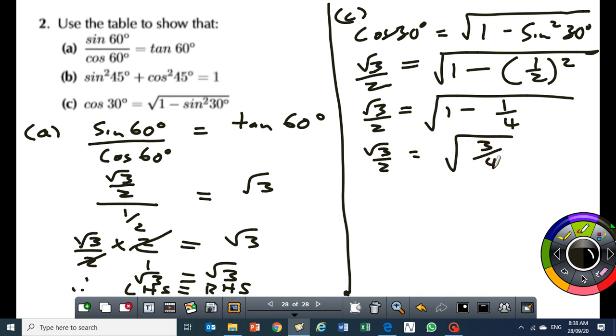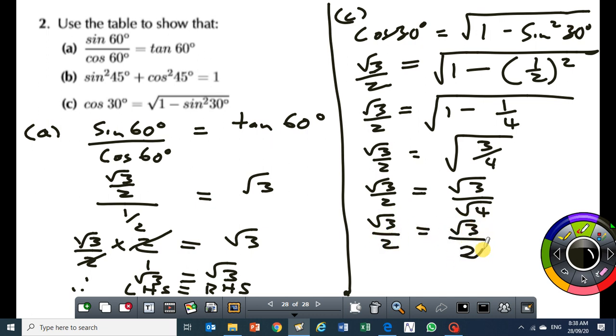Now here, the square root of 3 over 4 can be split into 2 based on the two numerators. So you can have square root of 3 over 2 is equal to the square root of 3 divided by the square root of 4. And that will give you square root of 3 over 2 is equal to the square root of 3 over 2. Because the square root of 3 is not a perfect square, it remains square root of 3. But 4 is a perfect square. So what that means is that the left-hand side is equal to the right-hand side. Then you are done.